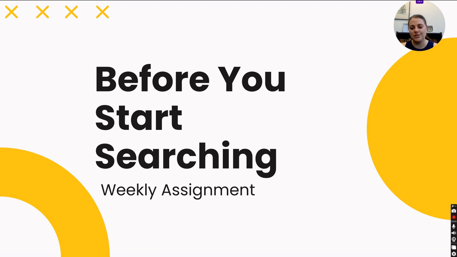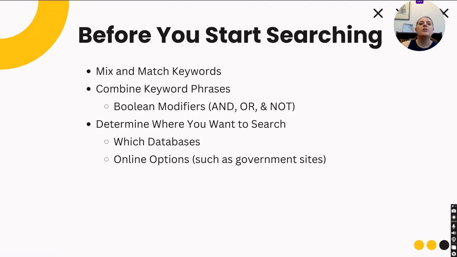Before we start searching, here are a few things that I would like you to be thinking of and doing before you ever dive into the databases. First, mix and match your keywords. Don't just use the same 2 or 3 keywords that you used in your research question when you are searching. Also, combine your phrases, using Boolean operators AND, OR, and NOT. Also, determine where you want to search. Figure out which databases you need to be looking at and if there are online options such as government sites that you need to be considering when finding sources.